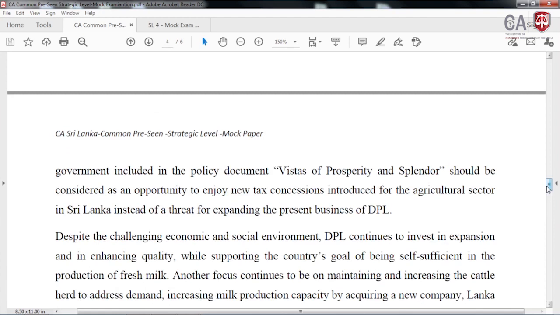Now, what are the models you can apply from the pre-seen? What are the information you can capture actually? Capture, and what are the models you can apply?